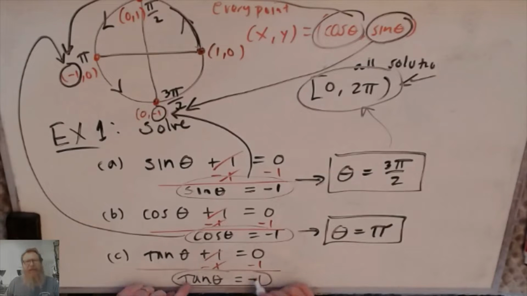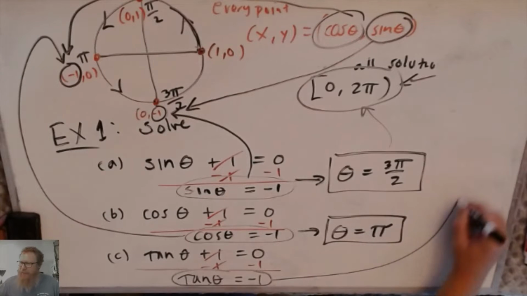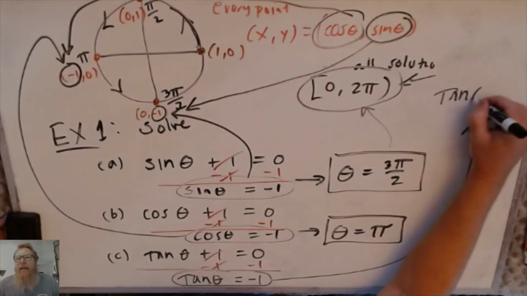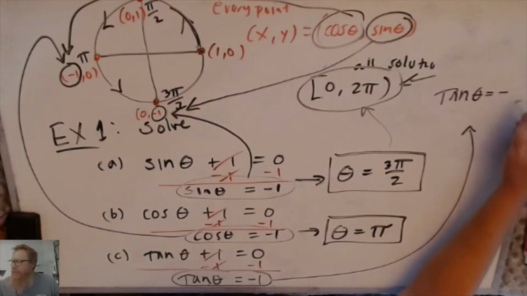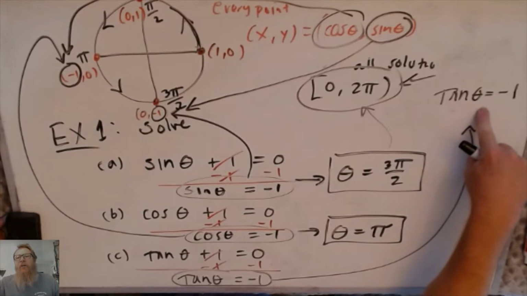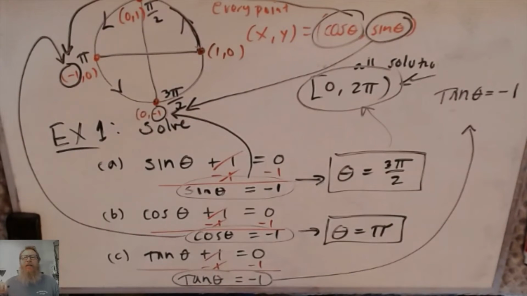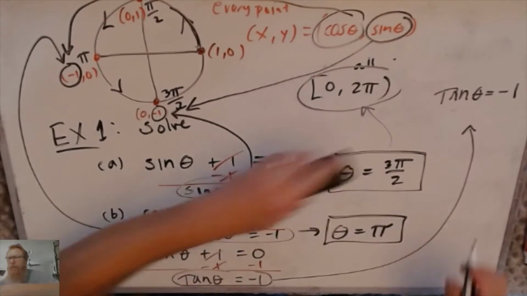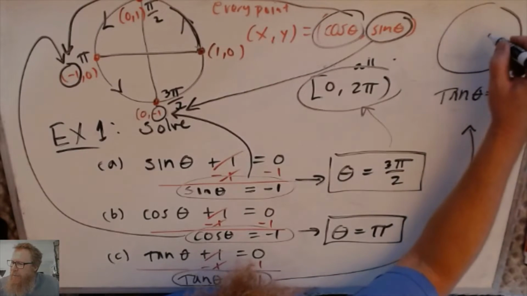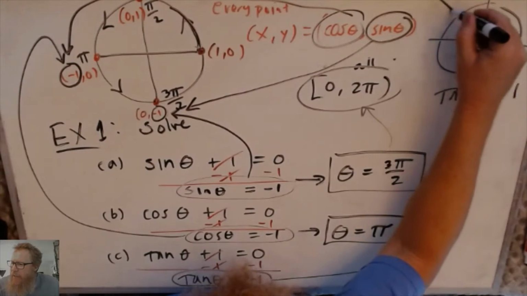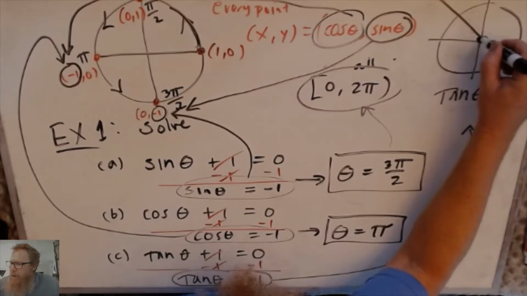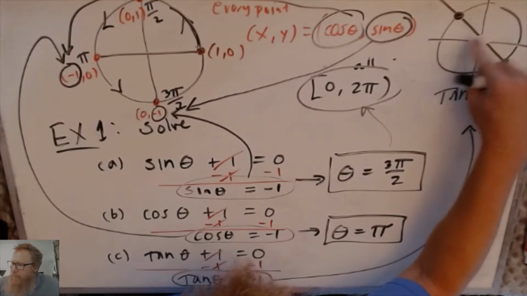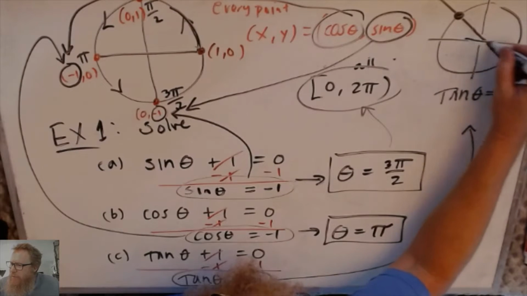Tangent, you don't get an exact sine or cosine value like you do here. It's the ratio of sine to cosine. So to find tangent theta equal negative 1, you have to think, what angle or angles have a tangent of negative 1? So you draw your unit circle. This time you're talking about negative 1 as the slope. So you have two solutions.